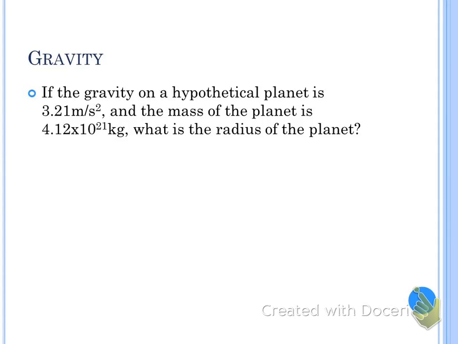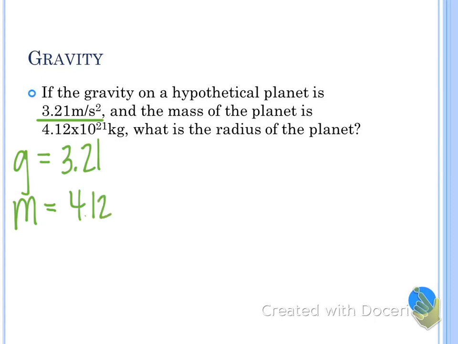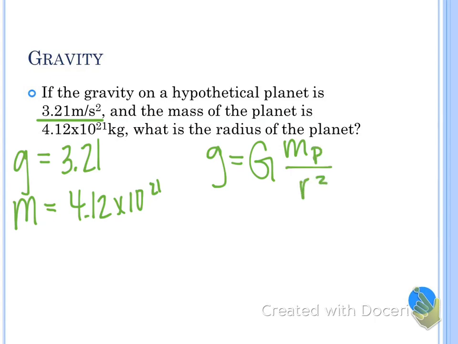Okay, so what does this value tell us right here? 3.21 meters per second squared. What variable does that give us? Little g. Yep. And our mass of our planet is 4.12 times 10 to the 21st. That means we're going to just plug into our equation mass of the planet. I'll just put m sub p over r squared.